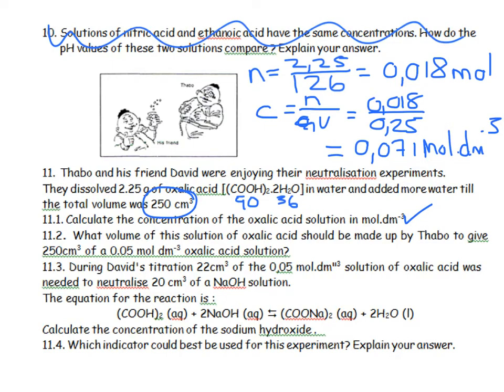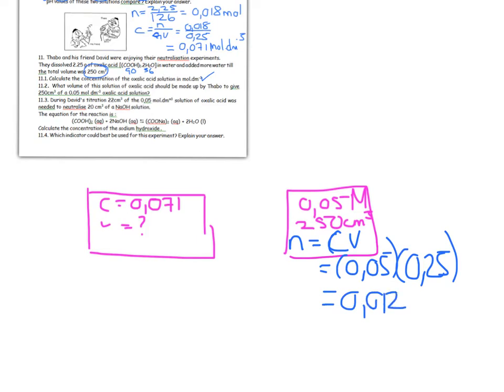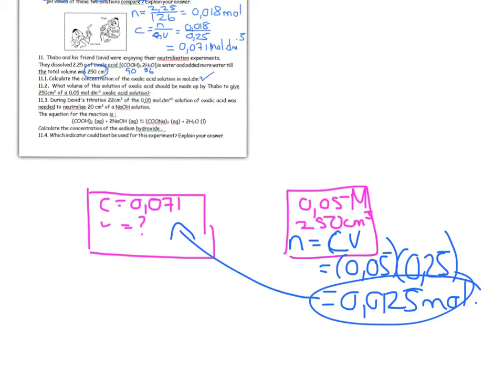So now we've got a dilution that we need to do. So when I've got a dilution, I'm going to take the one that I know everything about, that's that container, and work out my number of moles. My number of moles is equal to concentration times volume, which is 0,05 times 0,25. And I get 0,0125 moles. Where did that come from? It all came from this container over here. So I've got a number of moles, 0,0125.